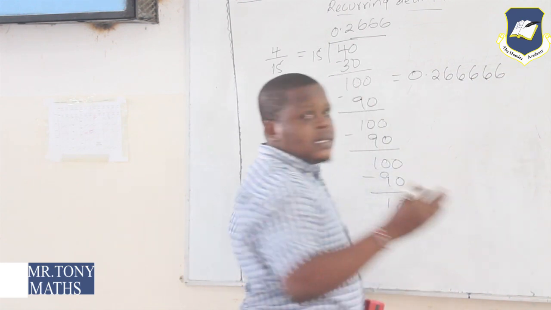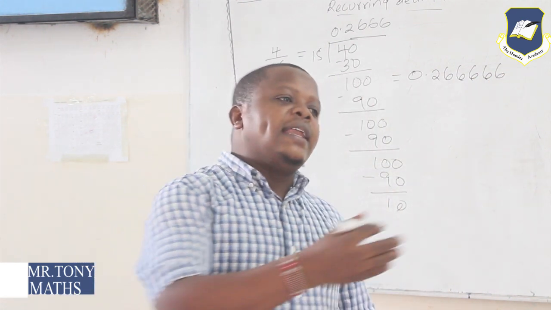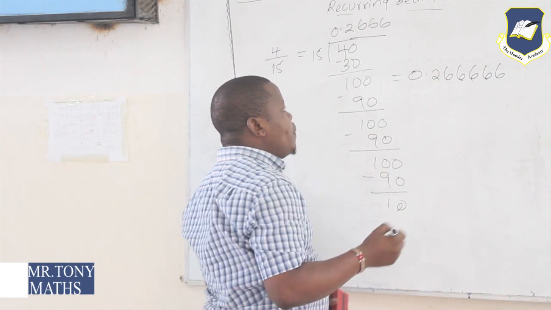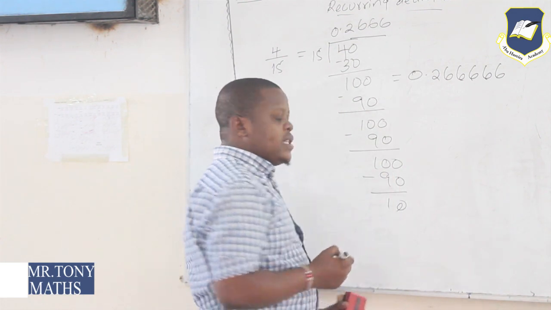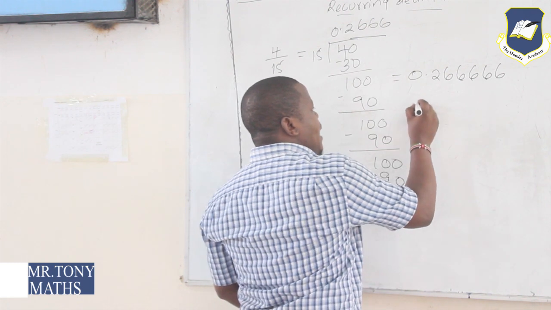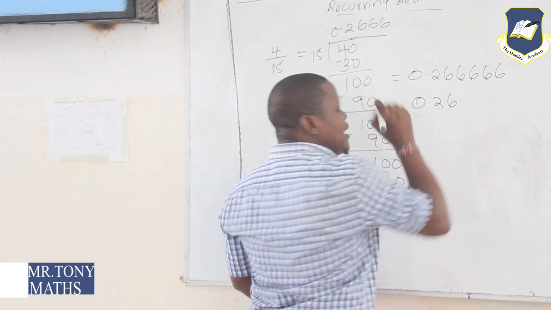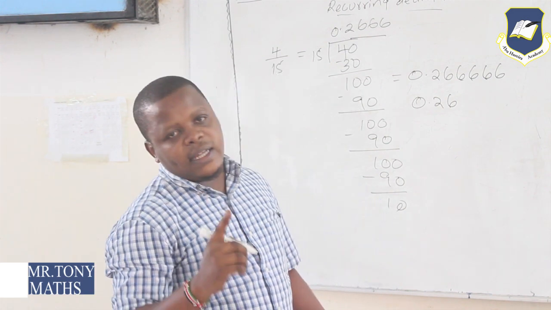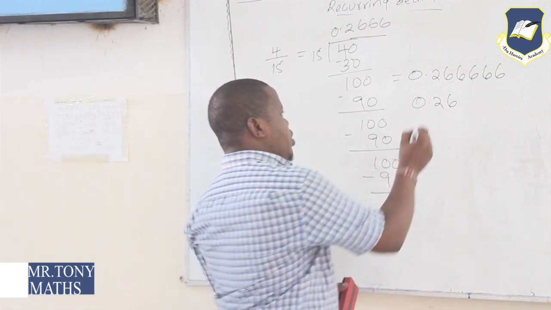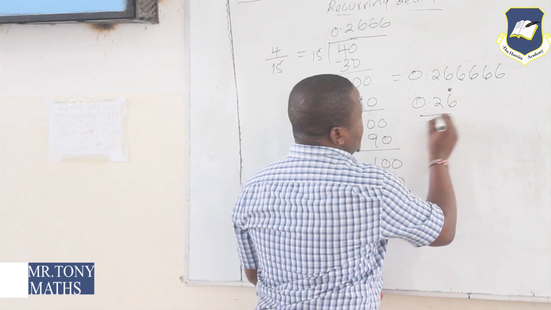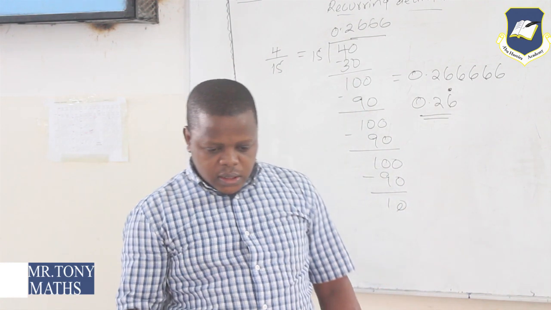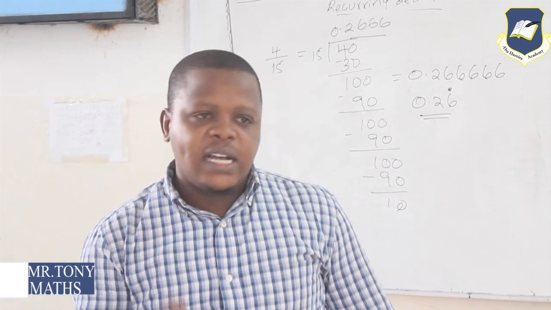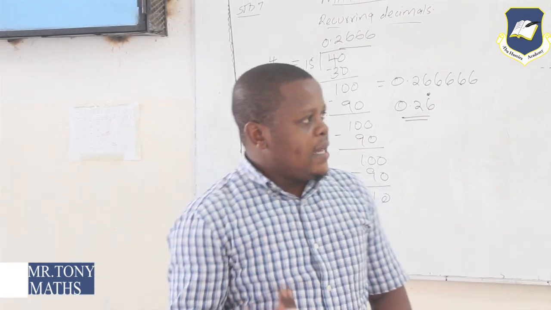So what we understand is that our answer ought to be 0.2666, and because 6 keeps on repeating itself, it makes the answer very long. Because you have identified the digit that is repeating itself, the answer now becomes 0.26. 6 is the only digit that is repeating itself, or rather the digit that is recurring. So you dot it up here. The answer becomes 0.26 with a dot over the 6.